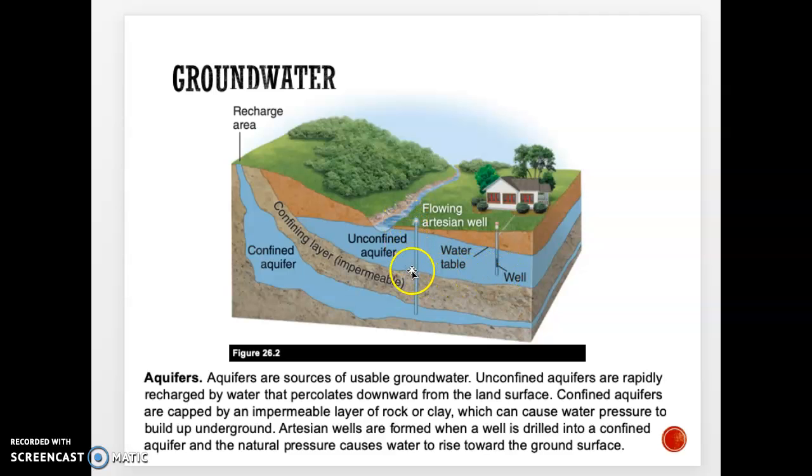With the confined aquifers and the artesian wells, those go much, much, much deeper into the depths of the earth. And so these are typically much more fluid flowing. But remember, once we've tapped into this layer, we're dealing with replenishment that takes thousands and thousands of years to replenish.